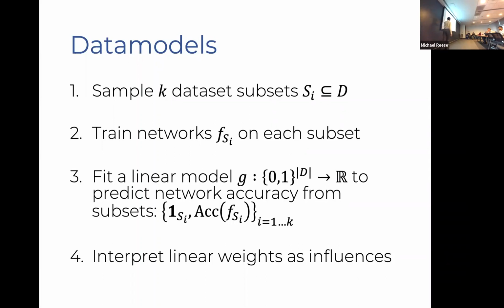So you can think of the linear weights as the influences. A positive weight means that a single example has had a positive impact on the accuracy over many subsets, whereas a negative weight is a negative impact on the accuracy, again, over many subsets.